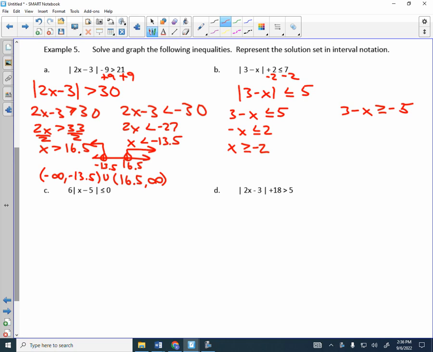A lot of switching of the signs, isn't there? Then in this situation, we subtract 3. Negative x greater than or equal to negative 8. X less than or equal to 8. So greater than or equal to negative 2, arrow goes that way, less than or equal to 8, arrow goes that way. It should be plain to see that the solution set is negative 2 to 8.